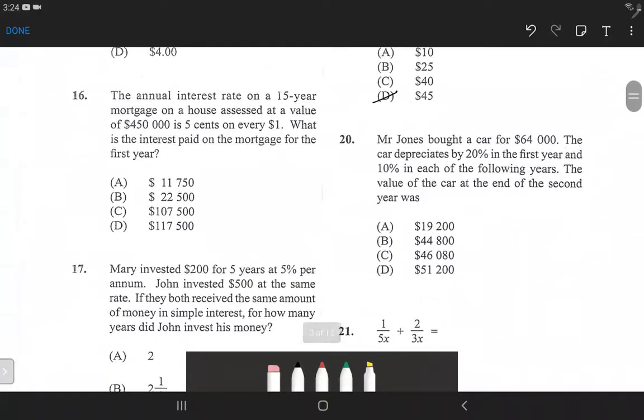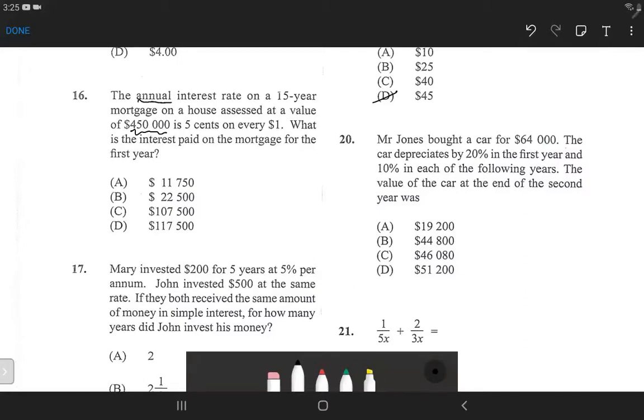Right? The annual interest rate on a 15-year mortgage on a house assessed at a value of $450,000 is 5 cents on every dollar. What is the interest paid on the mortgage in the first year? Well, this here is the annual, so notice that that is yearly, right? So how many dollars is in it? Well, it is $450,000, right? That is clear.